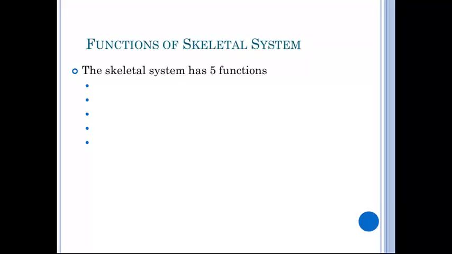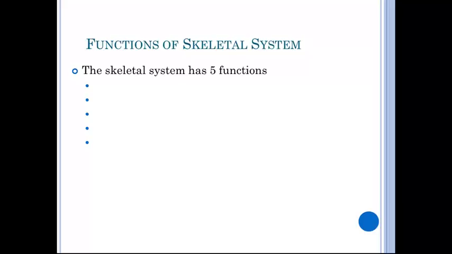The skeletal system has 5 main functions. The first function is support. Bones form the body's framework to provide support. 2, protection. Bones protect the delicate structures enclosed within them. Some examples are the skull, which protects the brain, and the ribs, which protect the heart and lungs.